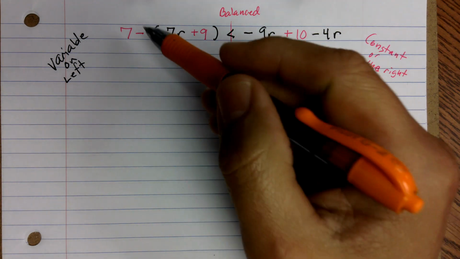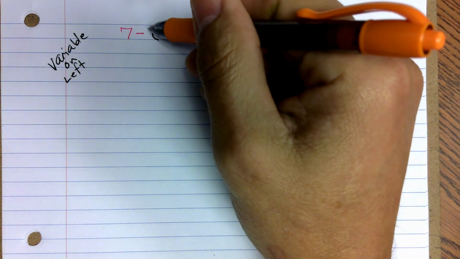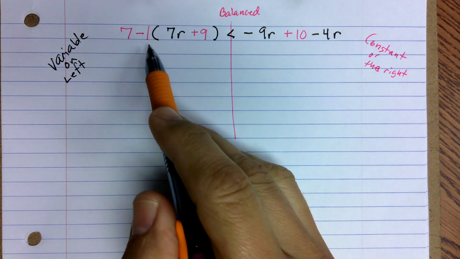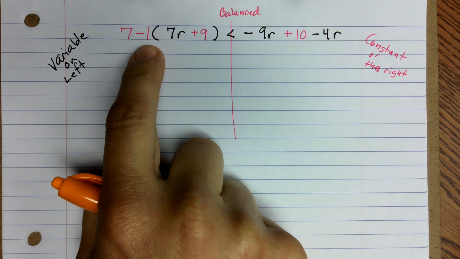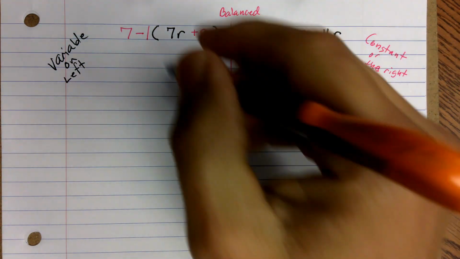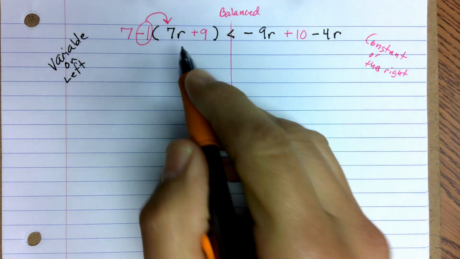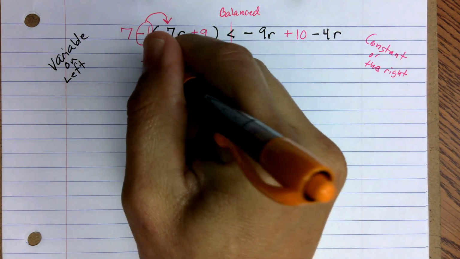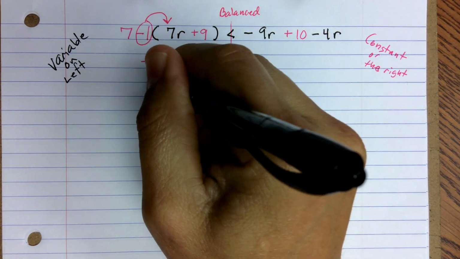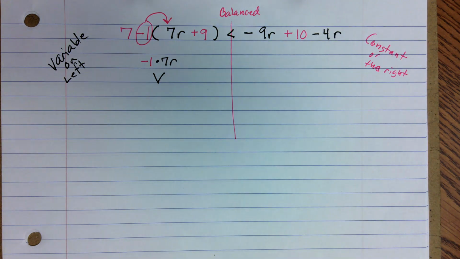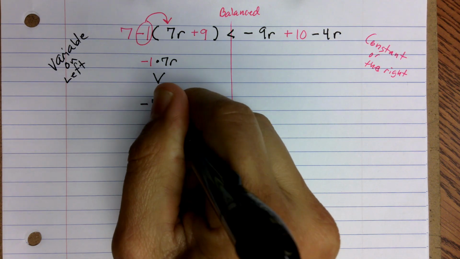Now keep in mind that right here, it says negative parentheses 7r. This negative sign means that there's an invisible 1 in front of the parenthesis. Even though the problem initially doesn't show a 1 there, always know that there's an invisible 1 in front of it if you see a negative sign. I'll take this invisible 1 and the negative sign and multiply it by what's inside the parenthesis. In other words, I'm going to have negative 1 times 7r. If I multiply that out, negative 1 times 7 simply changes the 7 to a negative value. It becomes negative 7r.